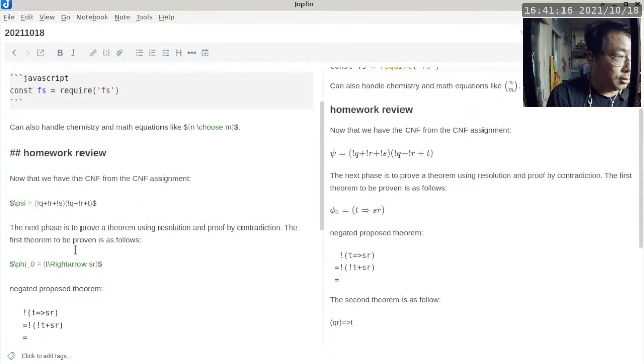Super fancy right there. All right, so Chris said, I don't understand how you could choose that as psi. How does it relate to the theorem?